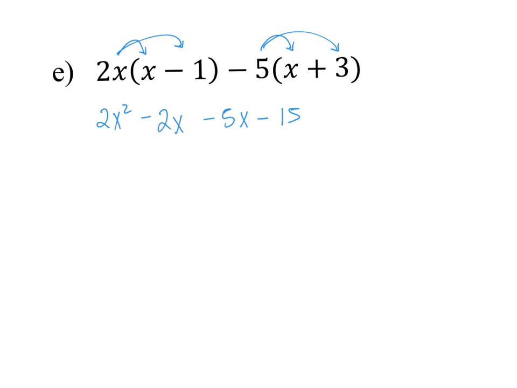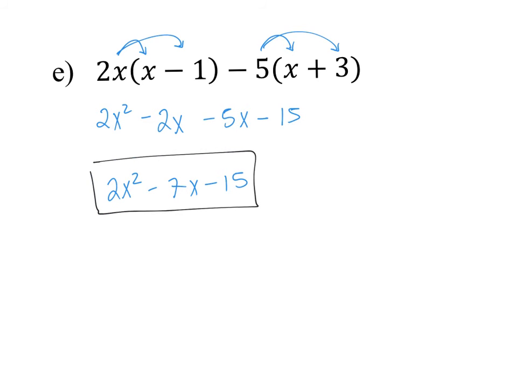All right, so from here I can see that the middle terms combine. So I really have 2x squared minus 7x minus 15 that I'll just bring down. So I've combined these two and brought down the other terms. So this is my final answer.